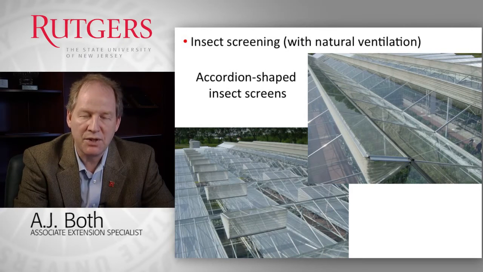insect screens add resistance to the airflow as it moves in. And that's why these insect screens are mounted in an accordion shape to try to increase their surface area. By increasing the surface area, we reduce the overall resistance to airflow. And so we can still screen the ventilation openings by adding more surface area, and then the added resistance is not too high to prevent sufficient ventilation rates.